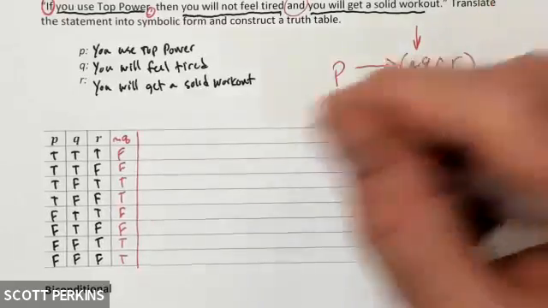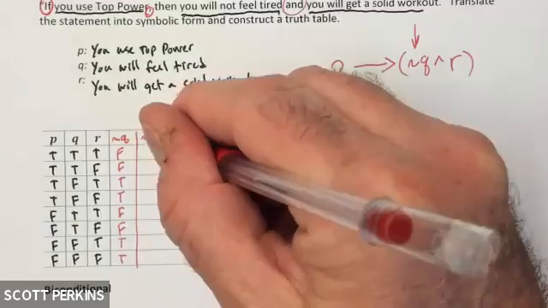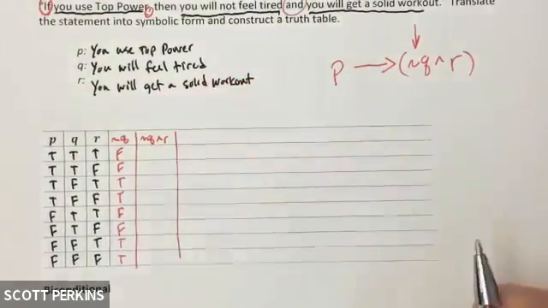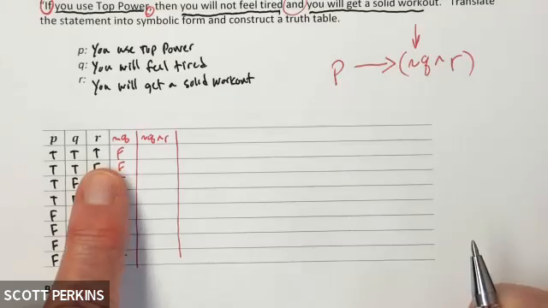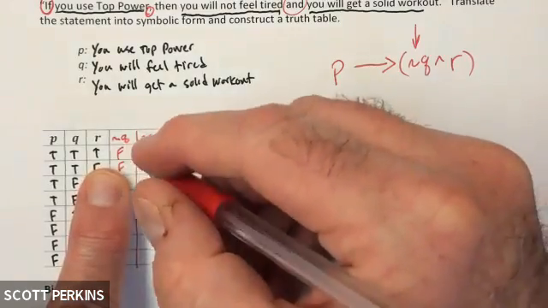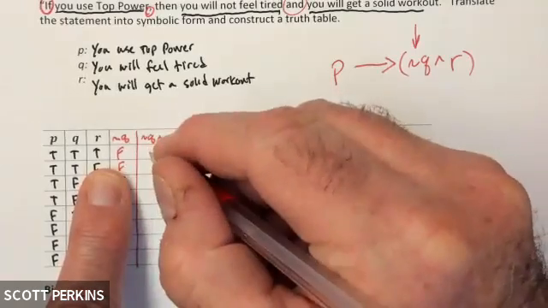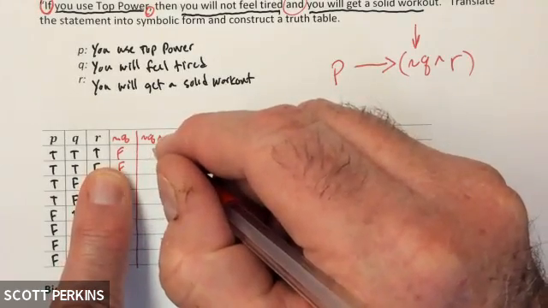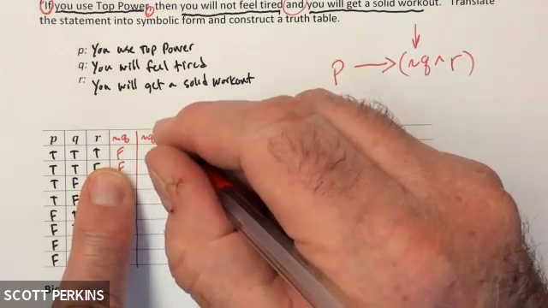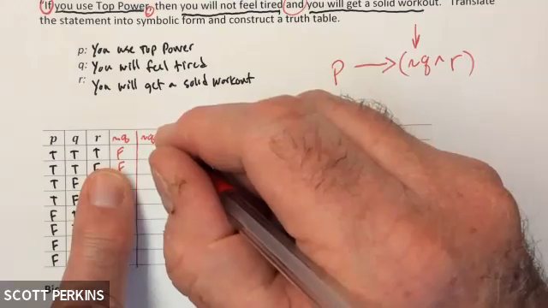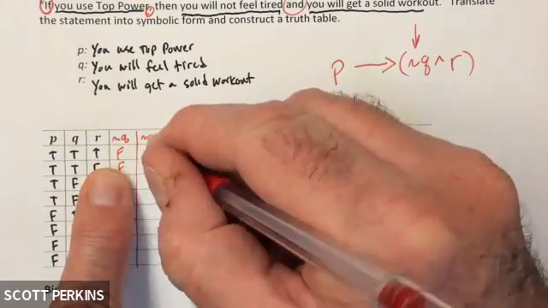This is an and, so I'm going to take the squiggly Q and the R. So help me go down this column. So here's the squiggly Q and the R. So what's this first row going to be? The and is true when both are true. Okay, if this was or, the or is true when either one. Okay, so this one is true and false, so that's going to be false.